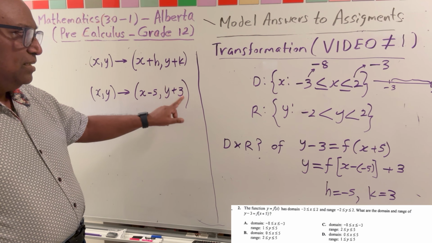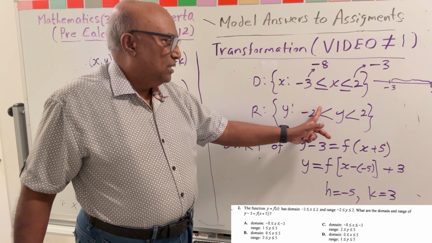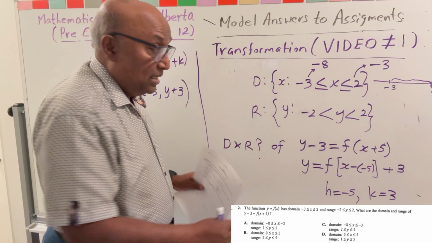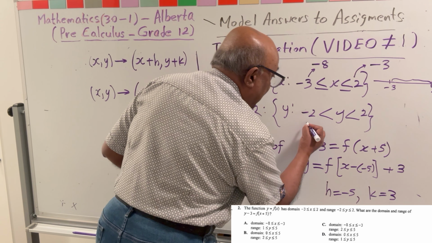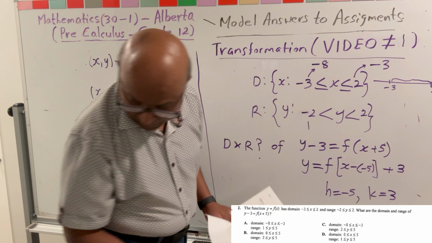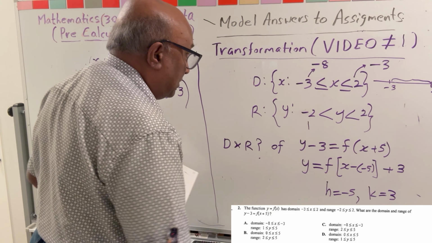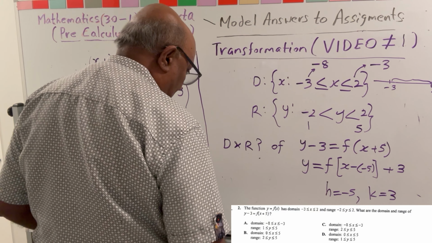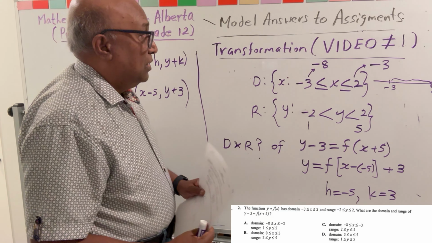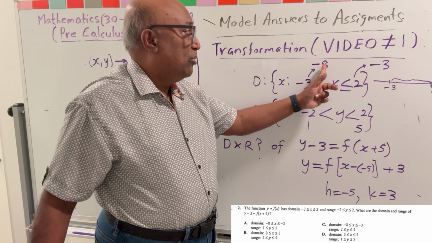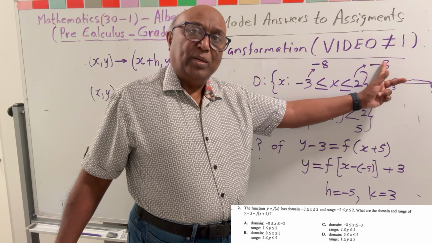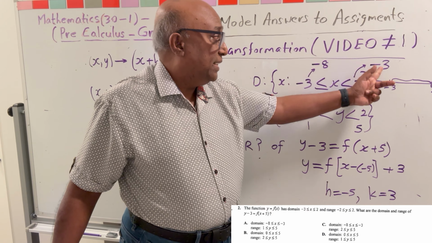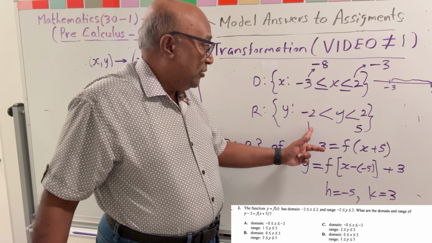What is the new range? Y plus 3. That means you have to add number 3 to both of these numbers. Okay? 3 plus this, that is 1. 3 plus 2, that is 5. Okay? Now these are the new domain. The new domain is between the new set of x values, between negative 8 and negative 3. New range between 1 and 5.